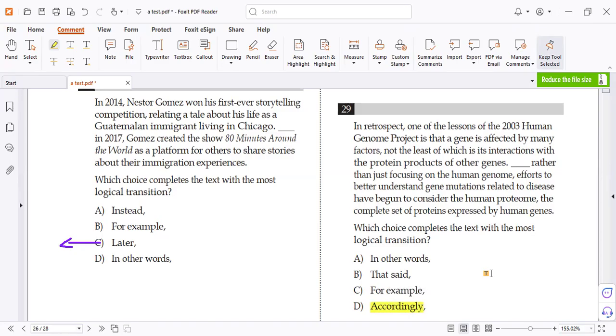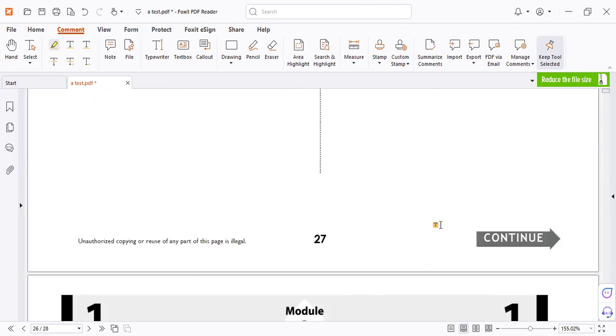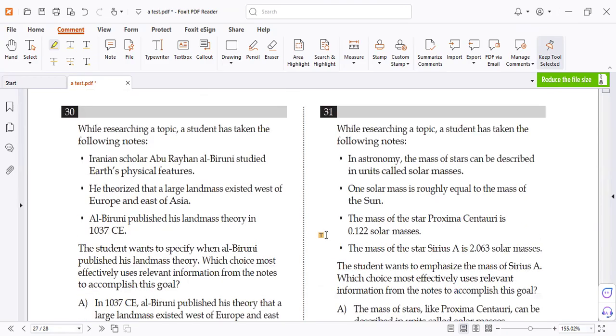And wait, that said, the previous idea said, means the same idea. Is that the same idea? That said means the similarity, like I'm giving you the same idea. Or that means that explains, but it does not. So be careful. Accordingly, cause and effect.